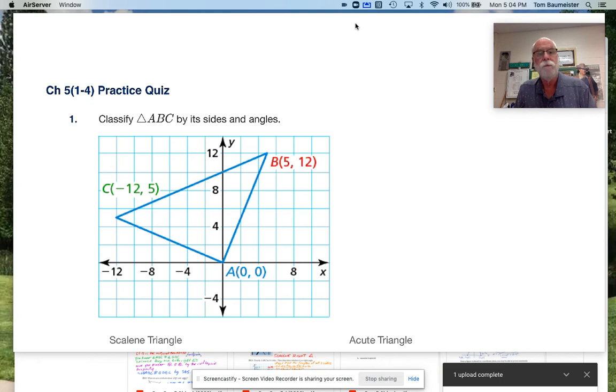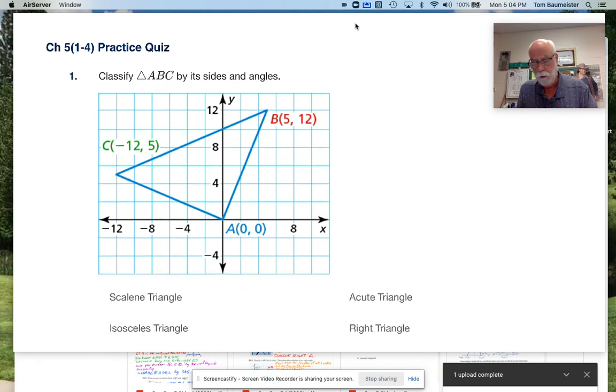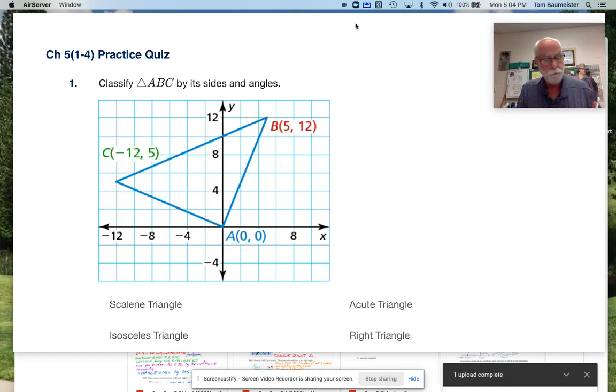All right, here's your practice quiz, ladies and gentlemen. So watch it and learn. So number one, classify triangle ABC by its sides and by its angles.